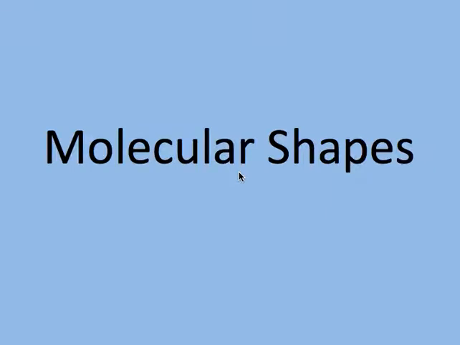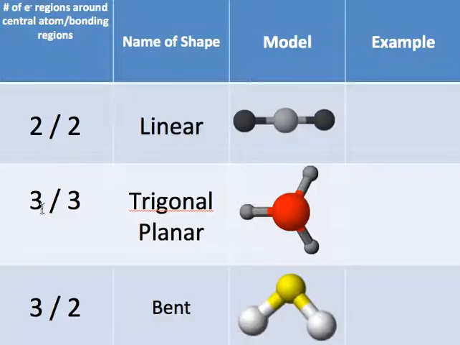Hello, we're going to take a look at the different types of shapes that you need to know in chemistry and some examples of what those would look like. So you're going to fill this in on your molecular shapes note sheet. First of all, we have the number of regions around a central atom and bonding regions. So you have two columns.